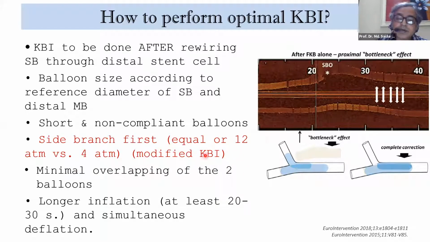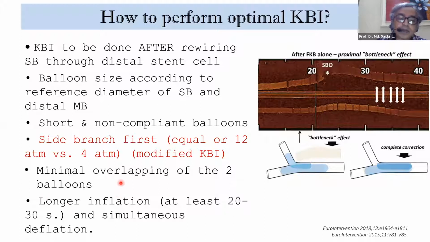Here the modified KBI technique has evolved, where we usually advise not simultaneous inflation, but simultaneous deflation. The inflation should be side branch first, going up to 12 atmospheres, and then it will come down to 4 atmospheres, and by that time the main branch balloon will be inflated up to 12 atmospheres. So 12 is the so-called magic number here.